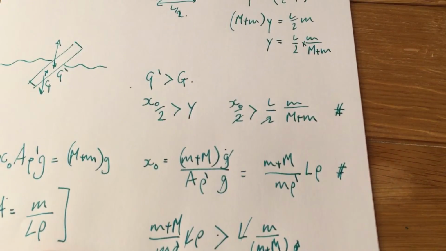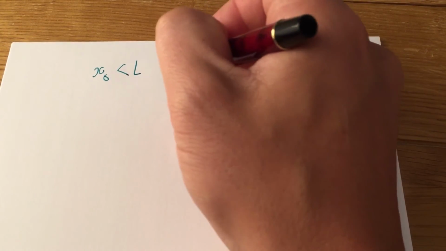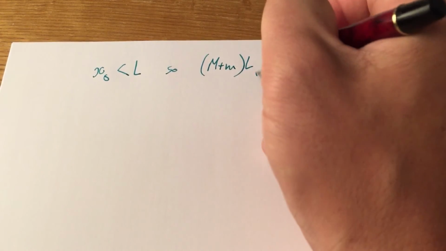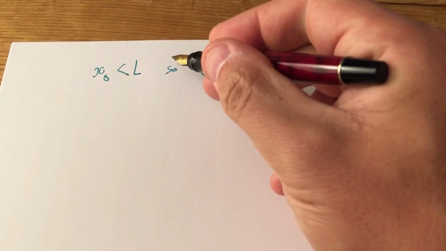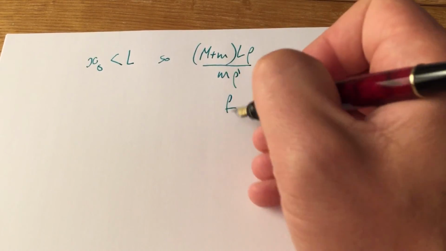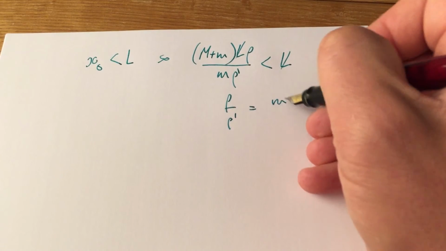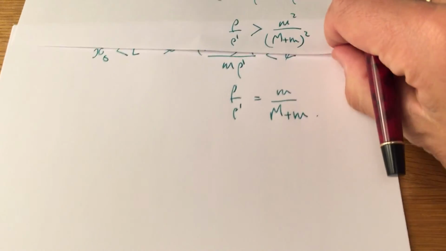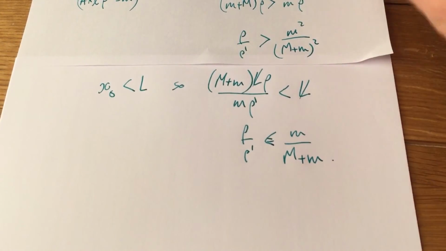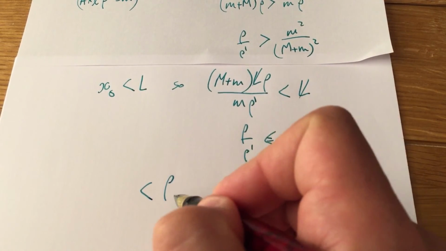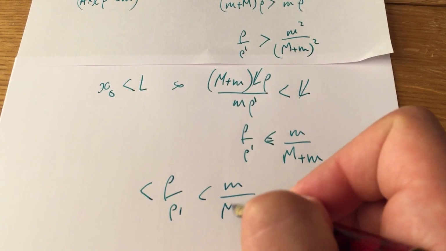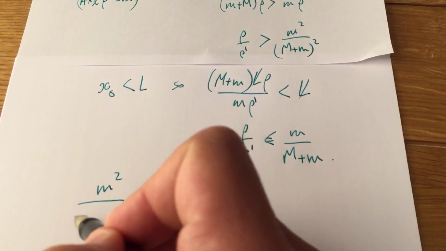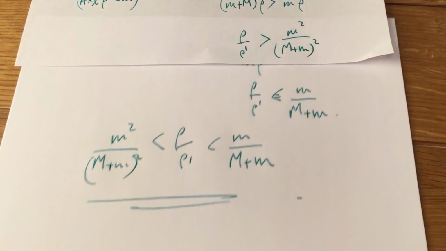Okay, let's quickly move to the second one to be satisfied. Let's say the second criterion was that x naught must be less than L, otherwise it would sink. So (M plus m) L rho over m rho dash, which we know before is x naught, must be less than L. Therefore rho over rho dash gives me m over (M plus m). So I combine those two conditions together with inequalities. Sorry, it should be less than, not equal to. Getting carried away there. Then what that should give us is rho over rho dash must be less than m over (M plus m). However, it must be greater than (M plus m) squared over M squared. Okay, there it is, done.